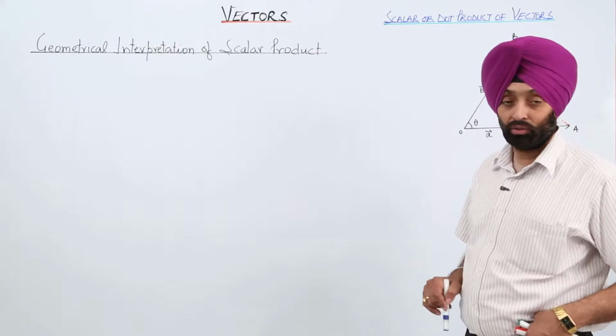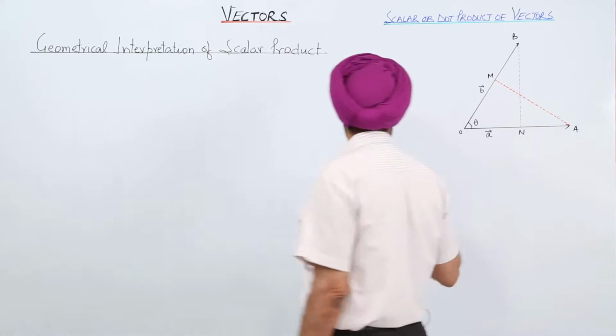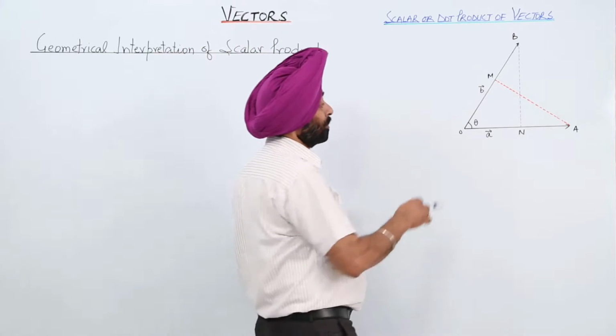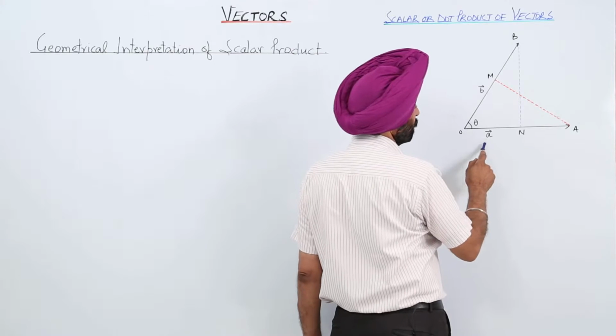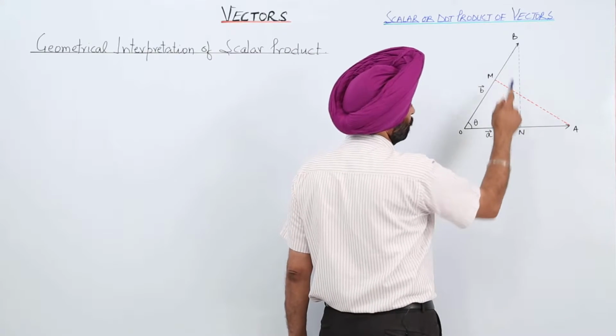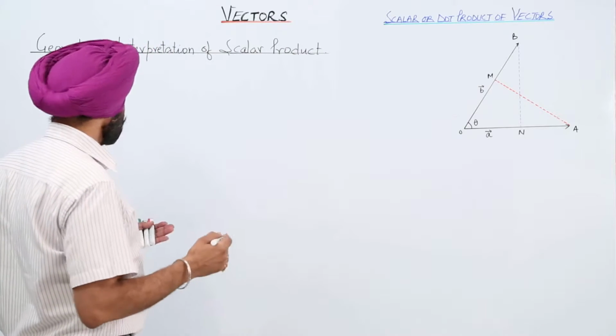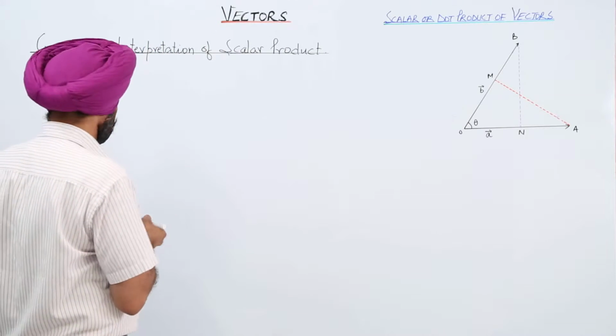Geometrical interpretation of a scalar product. I have drawn a figure here. OB is represented by vector B and OA by vector A, and we have drawn AM and BN, two perpendiculars on OB and OA. Okay, so now let's see what it is.